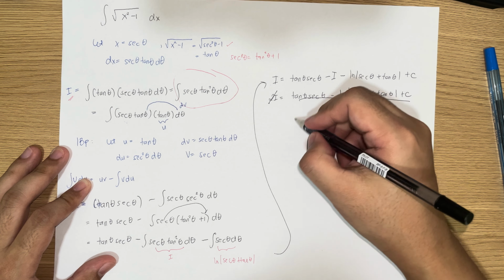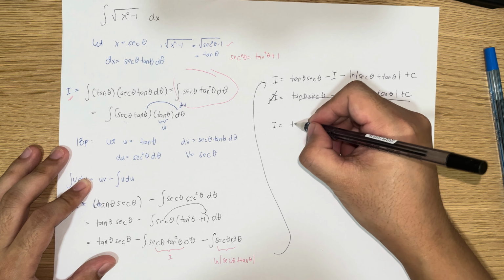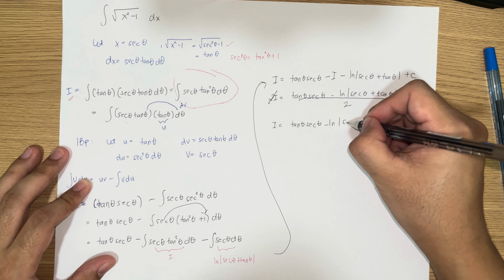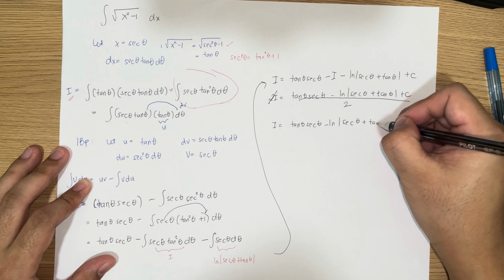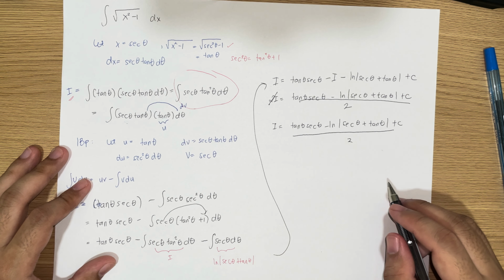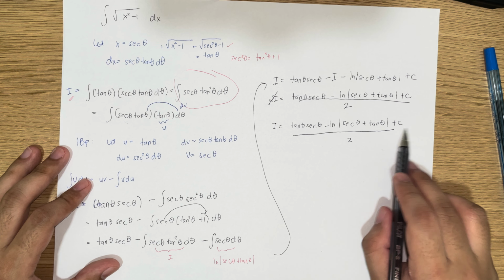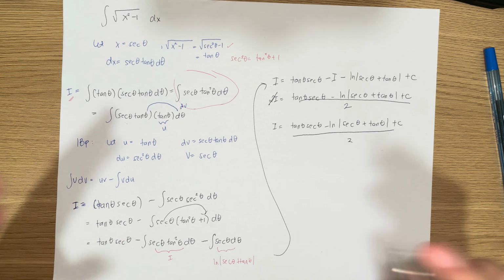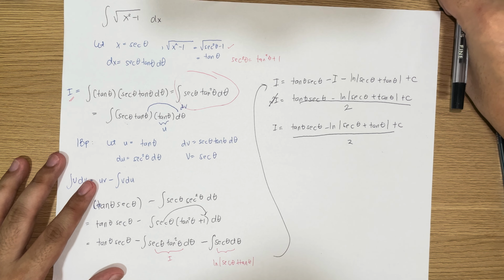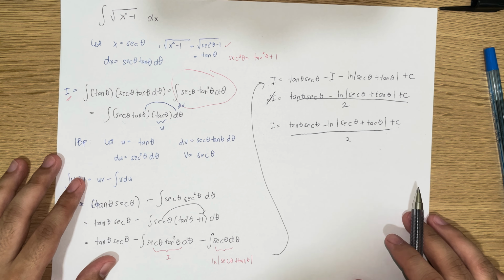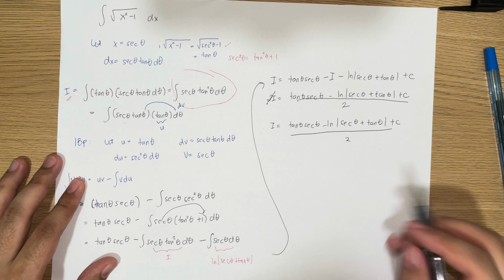So the answer must be I equals (tangent theta secant theta minus ln of secant theta plus tangent theta plus c) over 2. Of course, you can just put the plus c at the end, or you can put it in the numerator. It doesn't make much difference. Now the only thing that's left is for us to rewrite back to x.